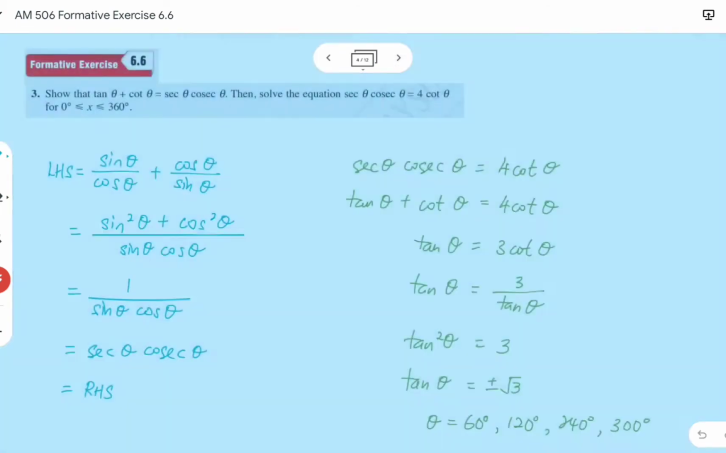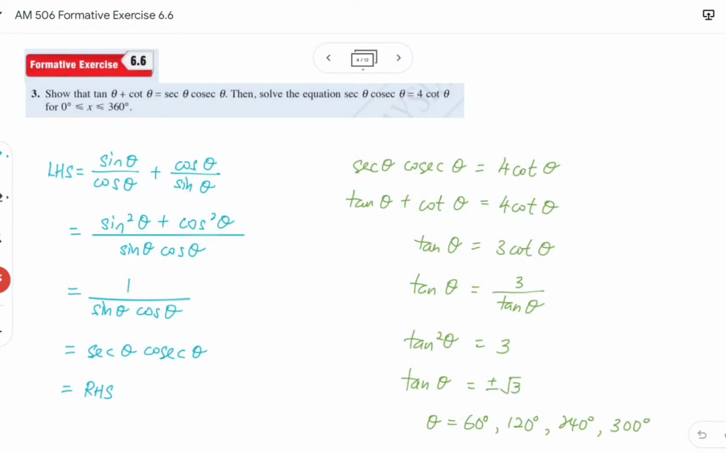Next, question number 3. Show that tangent theta plus cotangent theta equals secant theta cosecant theta. Then solve the equation secant theta cosecant theta equals 4 cotangent theta for x from 0 to 360 degrees. So from the left hand side of tangent theta plus cotangent theta, we change the tangent theta into sine theta over cos theta, and the cotangent theta into cosine theta over sine theta. And we make the denominator the same.